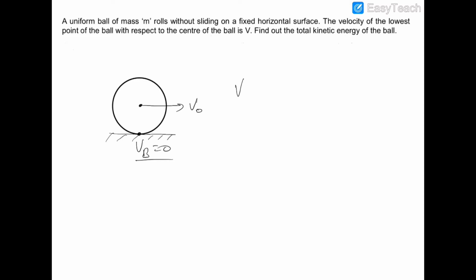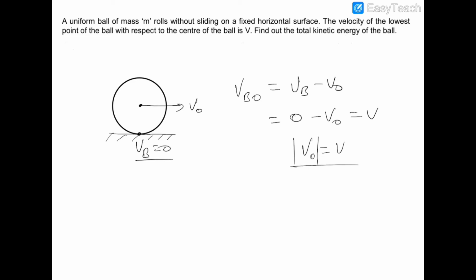So the velocity of the lowest point B with respect to O will be vB minus vO, and vB is 0 and vO is v. So that is equal to v. So we can say that vO has a magnitude which is equal to v.